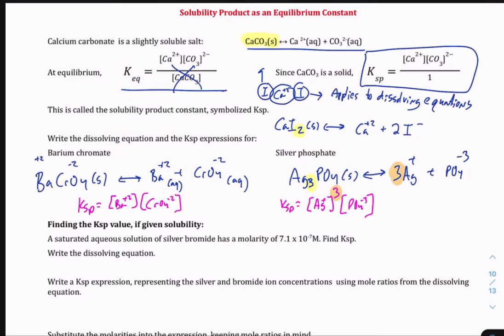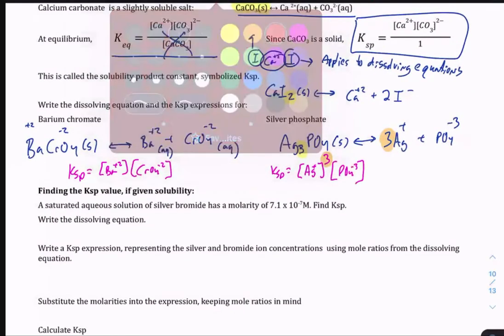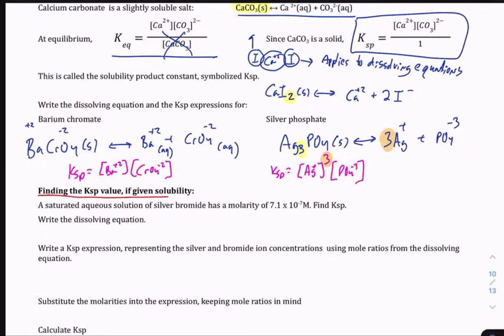Okay. All right, so let's get into the nitty-gritty. Finding the KSP value if given the solubility. All right, so when they say solubility, recall that solubility means the maximum amount that can be dissolved.